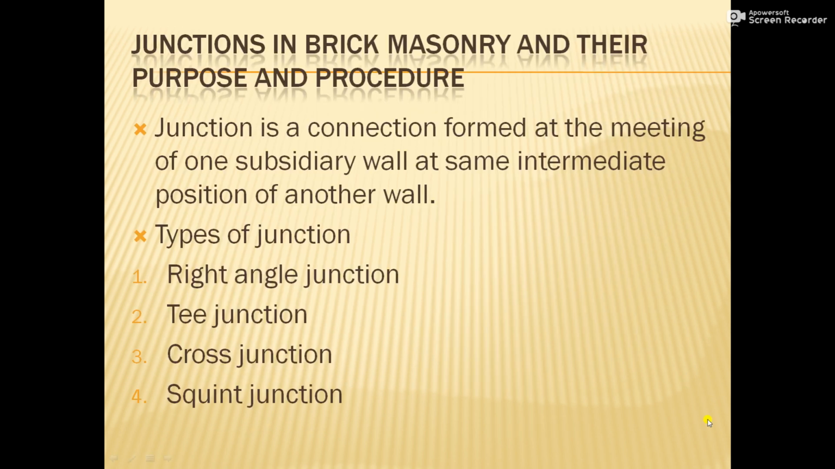Now, in today's video lecture, we are going to discuss the junctions in brick masonry, and their purpose and procedure. A junction is a connection formed at the meeting of one subsidiary wall at some intermediate position of another wall. When two walls meet each other, that point is known as a junction.